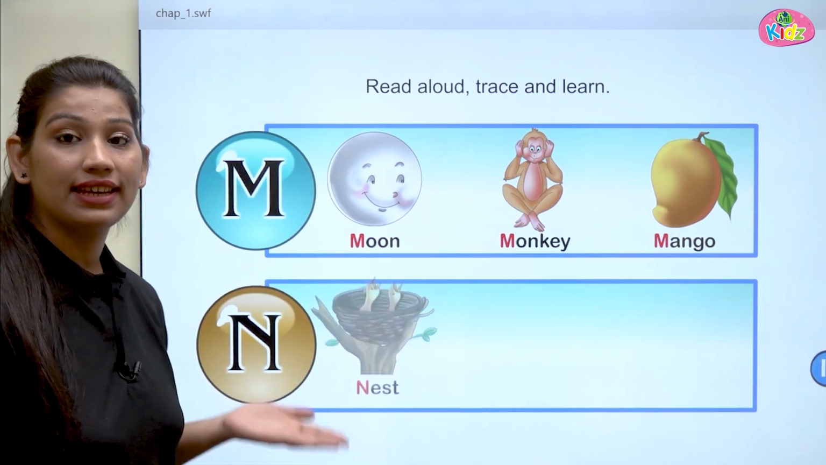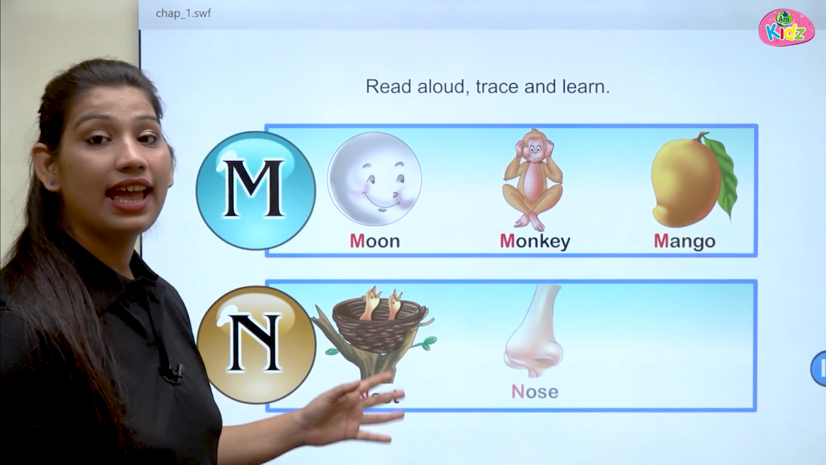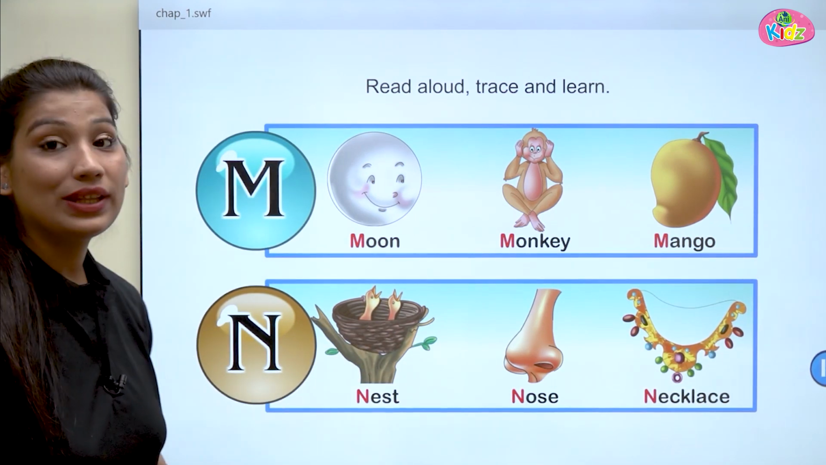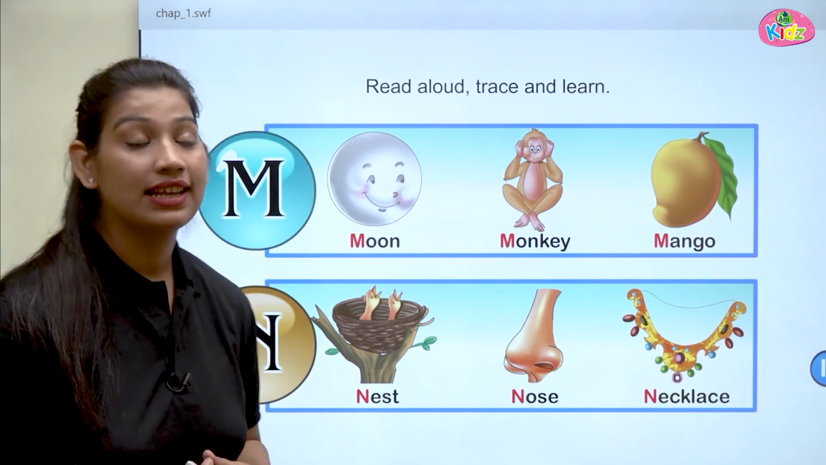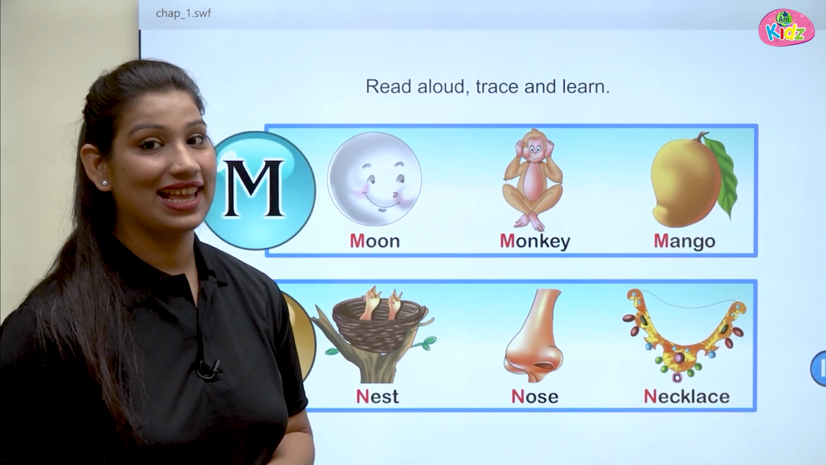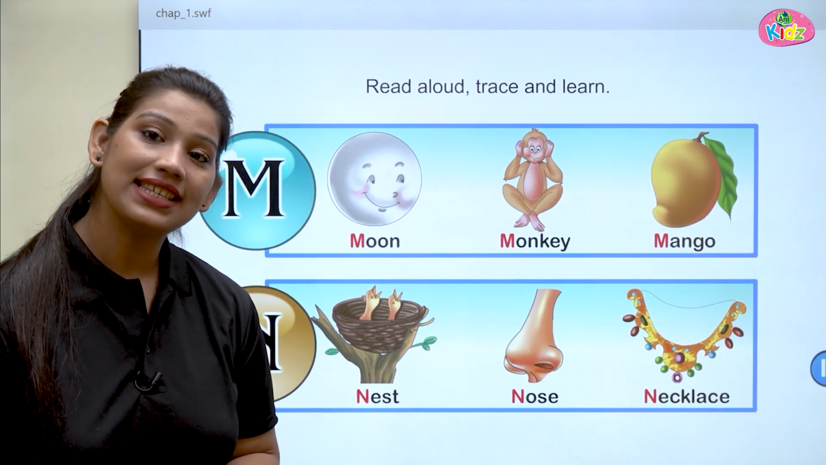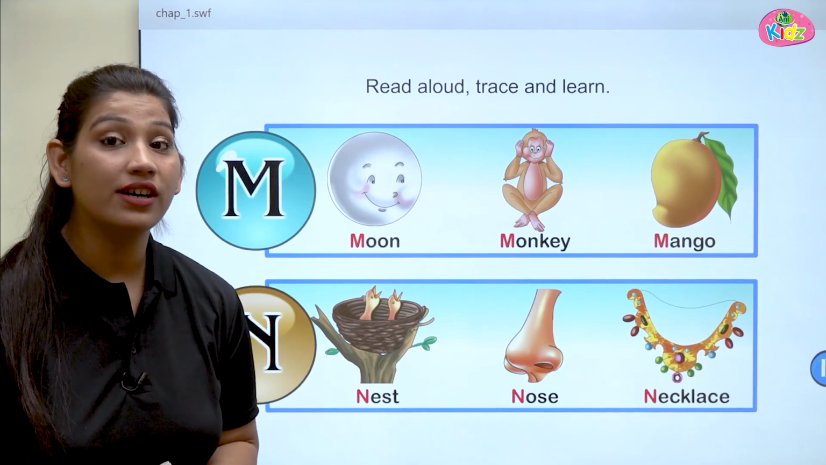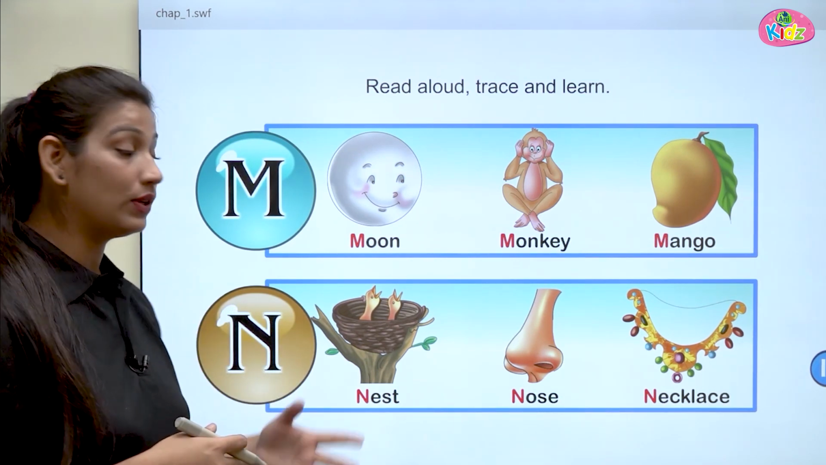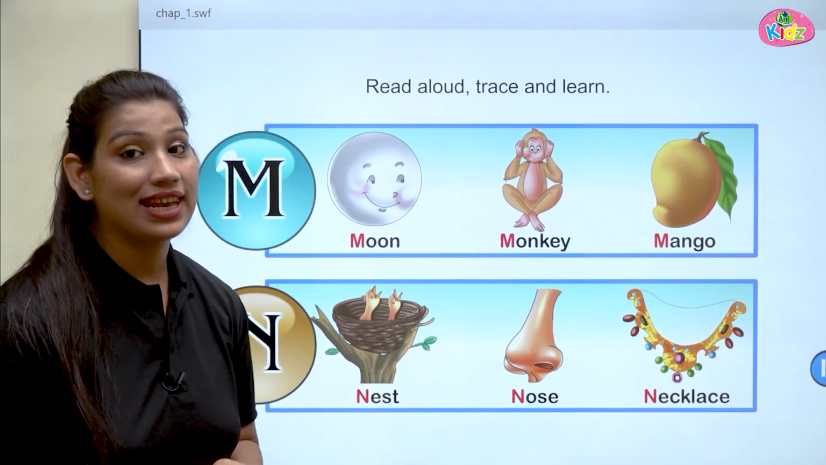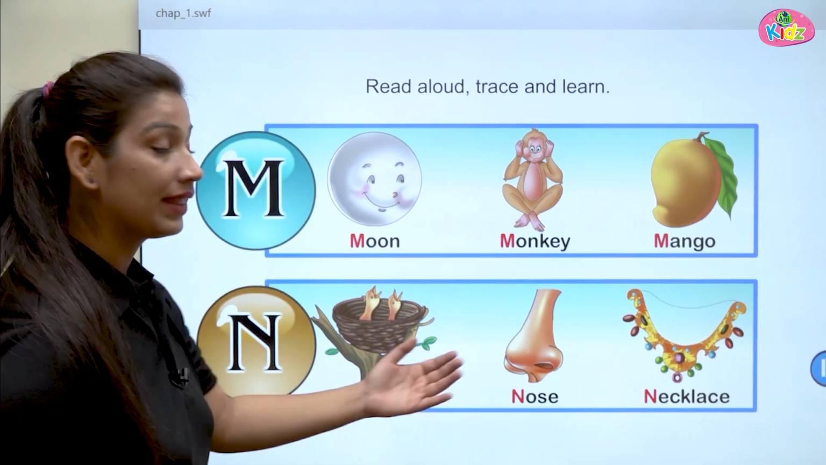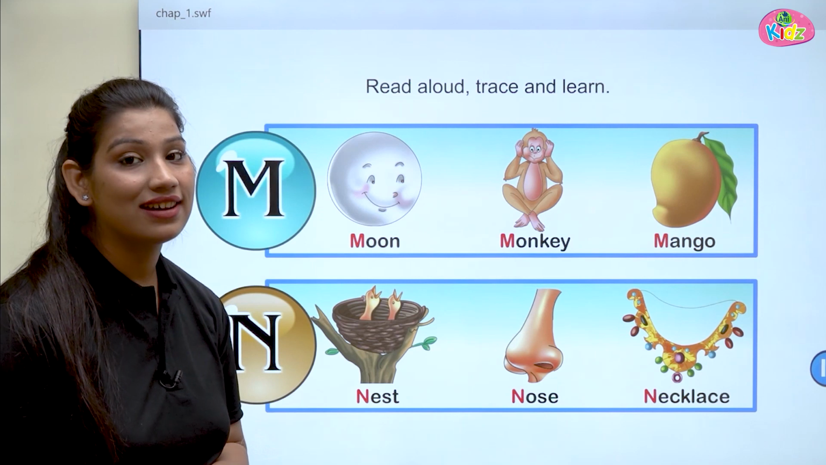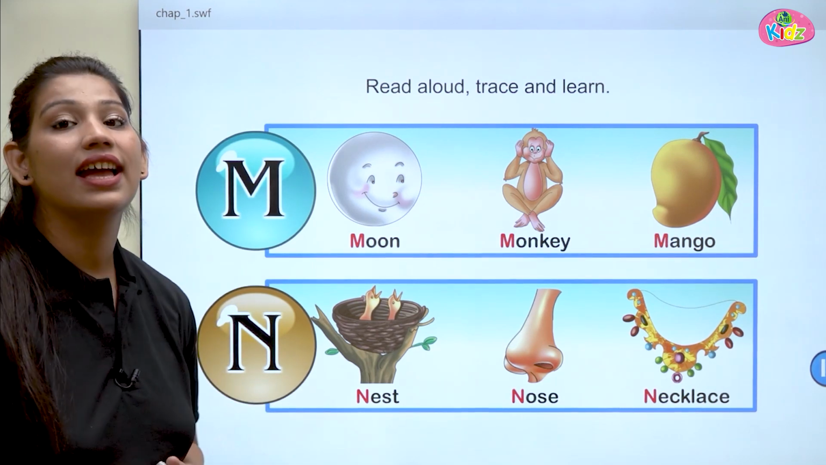This is letter N. N, nest. N, nose. N, necklace. N says N. Nest is the house of birds. Birds के home को, house को nest बोलते हैं, which is with letter N. N, nest. N, nose. N, necklace. This is letter N.